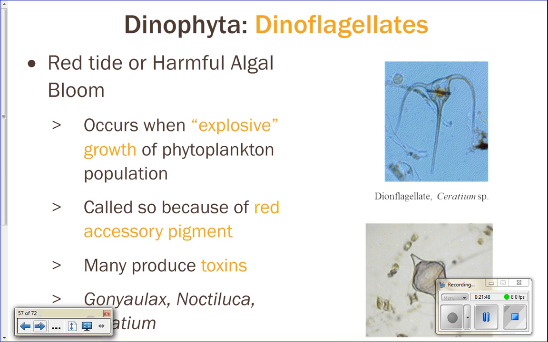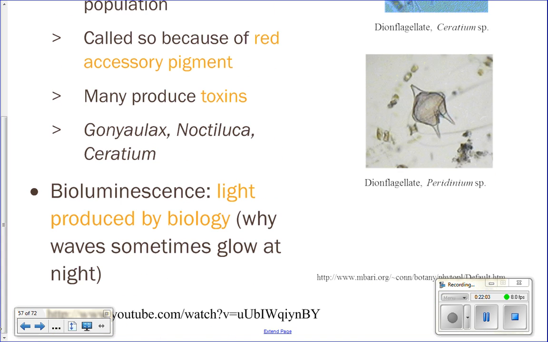So when there's lots of them, they actually change the color of the water and the water looks red. How many of you have gone to the beach during a red tide at night? Have you seen the waves glow? So certain kinds of dinoflagellates do this process that we call bioluminescence. They produce light, and when they get disturbed, they produce light. So at night, you can actually see the waves glowing.